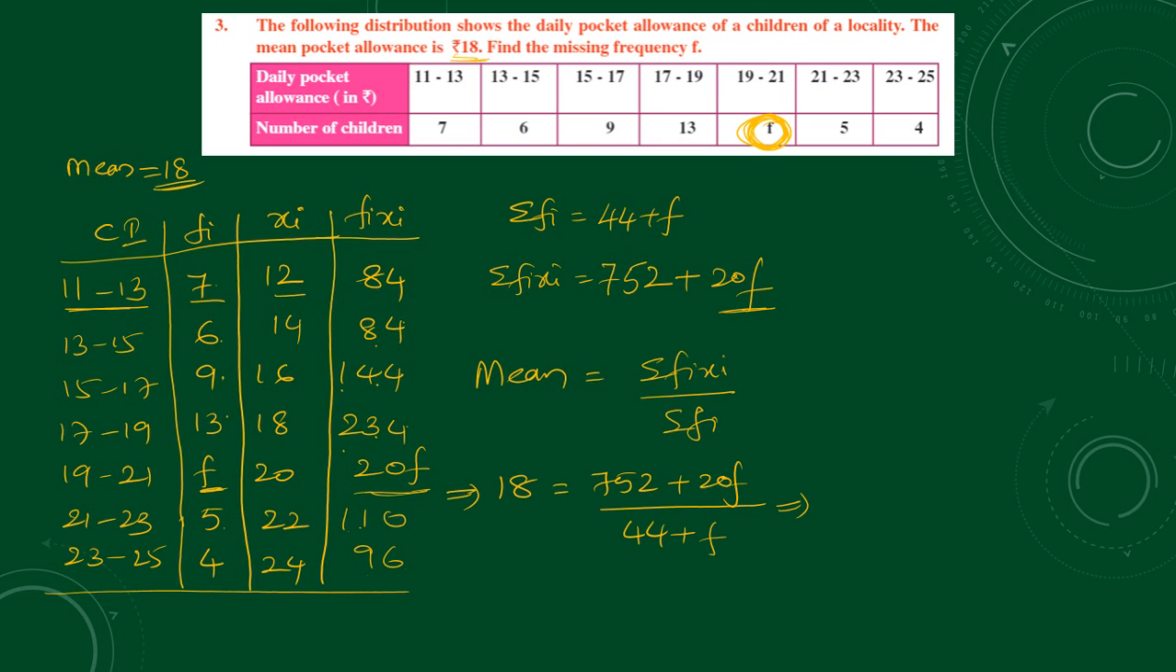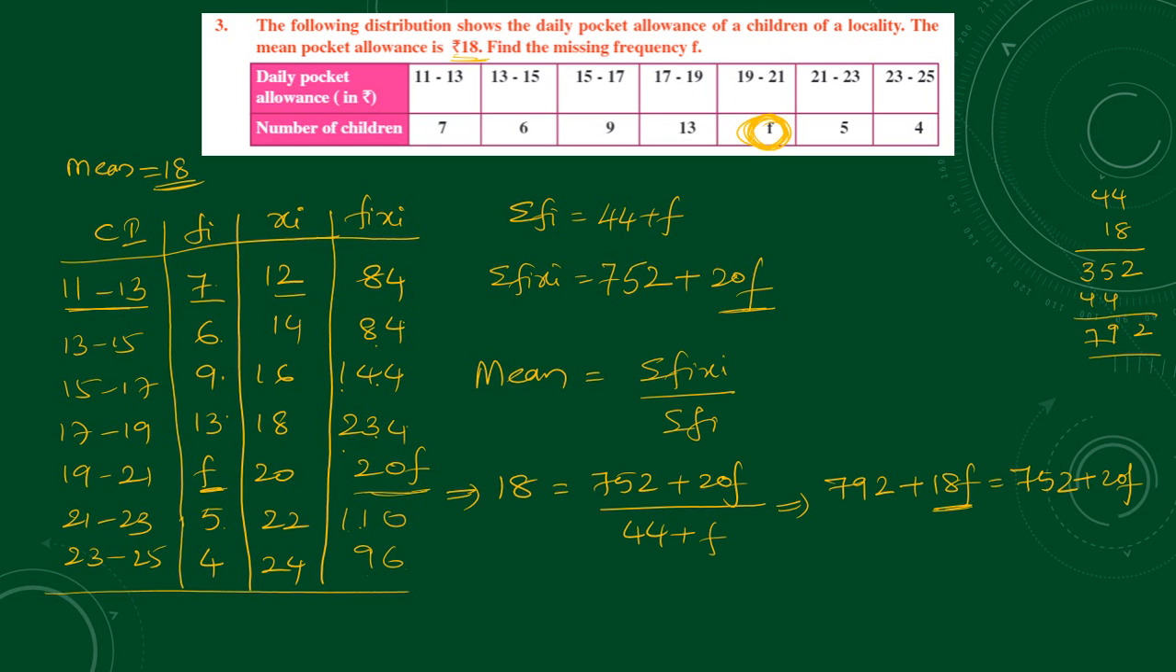So when I do cross multiplication, so 18 into 44. So when I multiply 18 into 44, 44 18s, 8 4s are 32. So 3 is carried. 8 4s are 32, 35. So next 44. So this becomes 792. So this is nothing but 792 plus 18f is equal to 752 plus 20f.